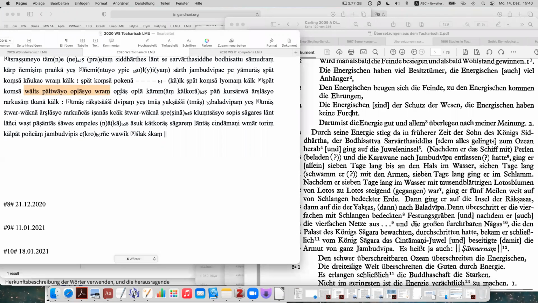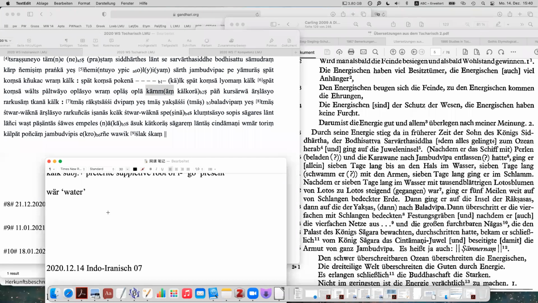Okay. And then opla. So from lotus to lotus. There are a lot of lotuses. He is actually walking in the lotus lake. And then karman. This is also the word we have just mentioned.